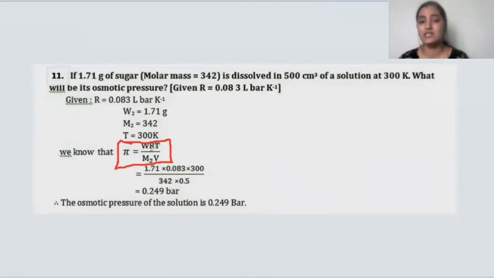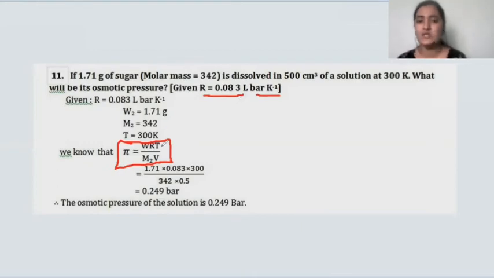And as you all know, R is the universal gas constant. The universal gas constant has a value of 0.083 liter bar per Kelvin. The universal gas constant value is going to depend on the unit. Whatever the unit is, the value keeps changing. But definitely they are going to mention the constant value, the universal gas constant value, while solving the problem.